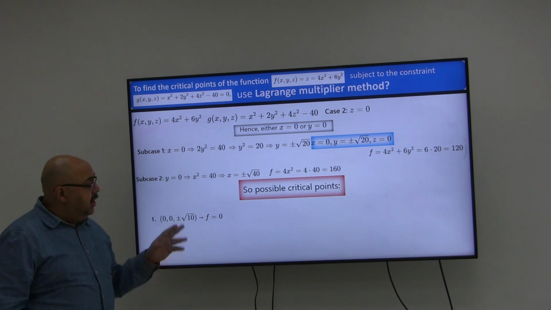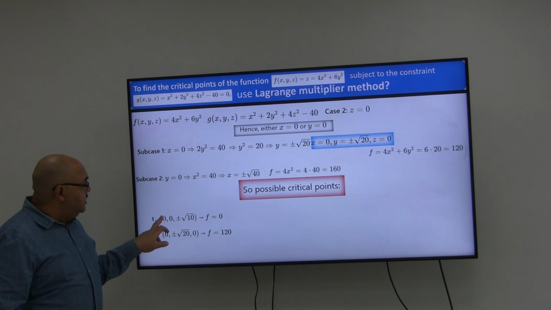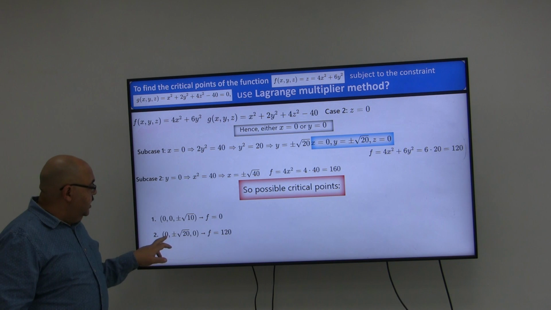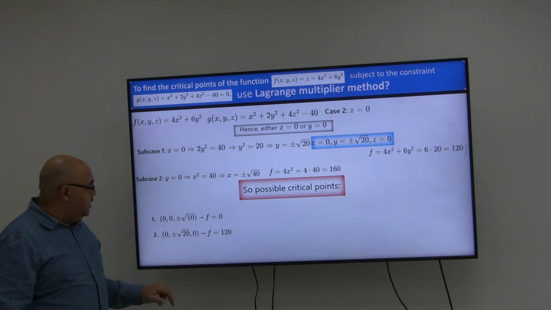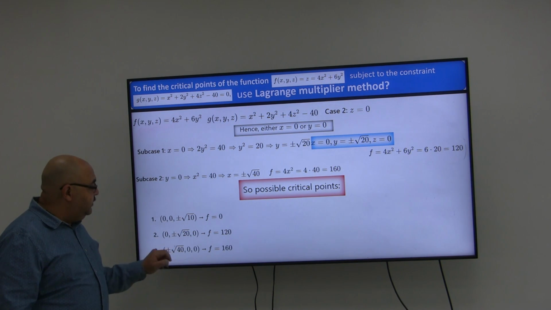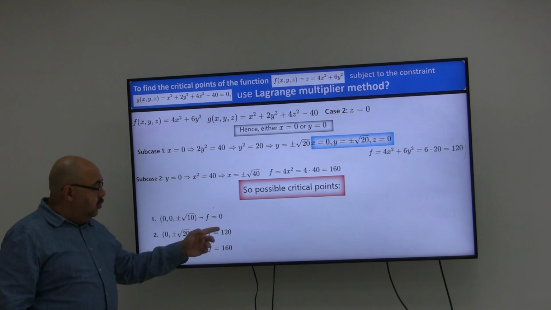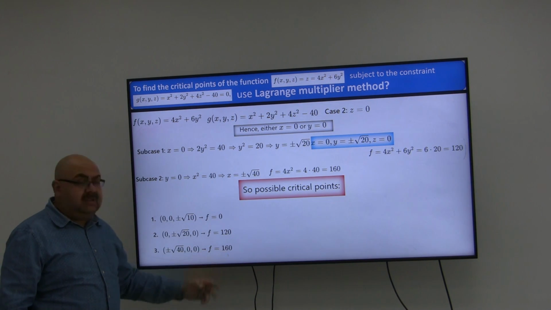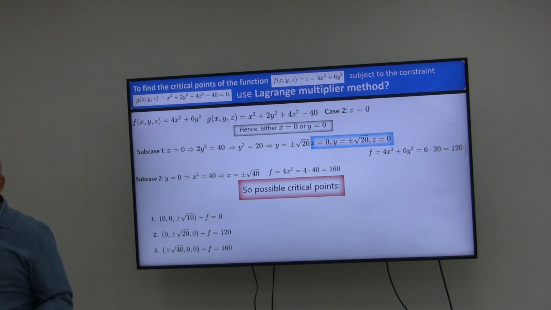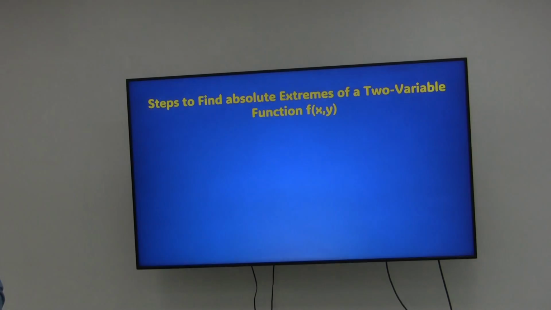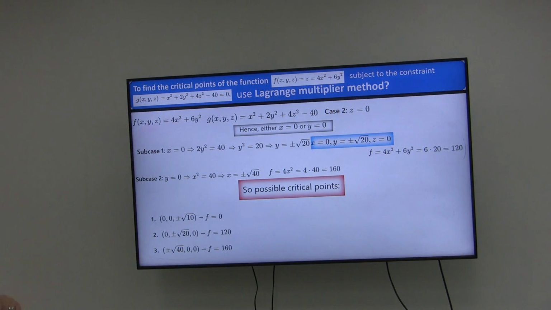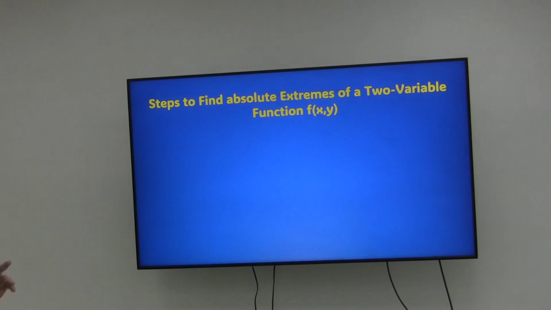So the possible critical points are (0, 0, ±10), (0, ±20, 0), and (±40, 0, 0), and (0, 0, 120). This is the minimum, and that's the maximum point, as you can see. It's really very simple using Lagrange multipliers, as you can see from these problems.